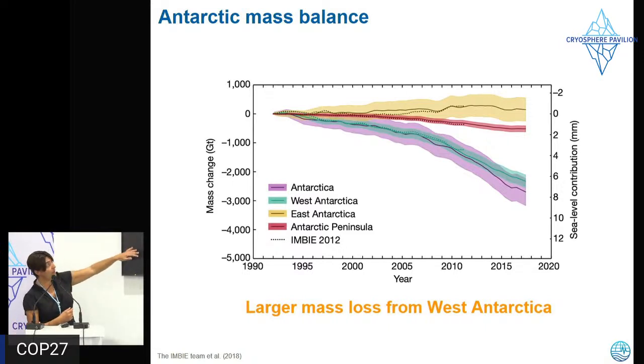So it is quite clear from this graph that most of the contribution of Antarctica to sea level rise at the end of the 20th century and the beginning of the 21st century is due to West Antarctic melting.